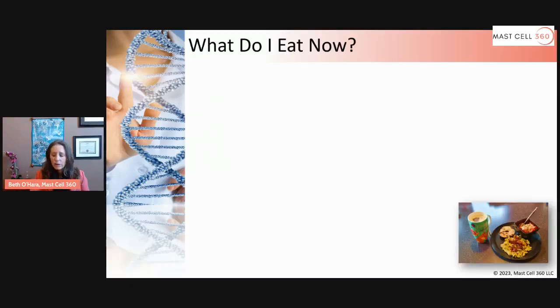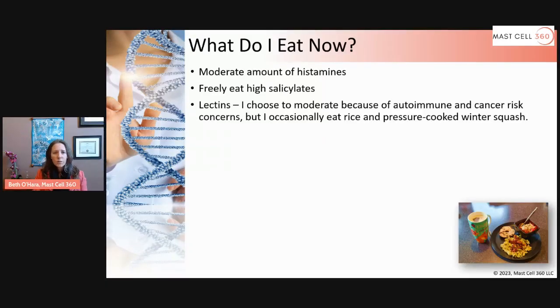Here's how I eat now, just to give you ideas. This may be different for you, but to give you some inspiration. I eat moderate amounts of histamines. I freely eat high salicylates now, as much as I want, and I don't have any trouble. Lectins, I do choose to moderate because of autoimmune and cancer risk concerns that I have, but I do sometimes eat rice and pressure cooked kabocha squash.